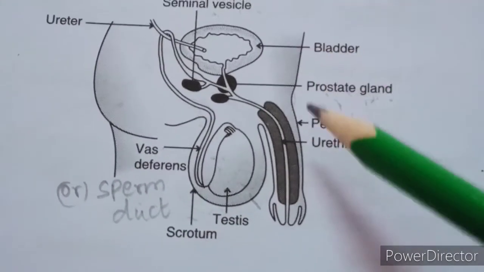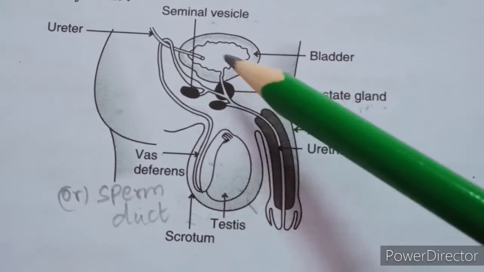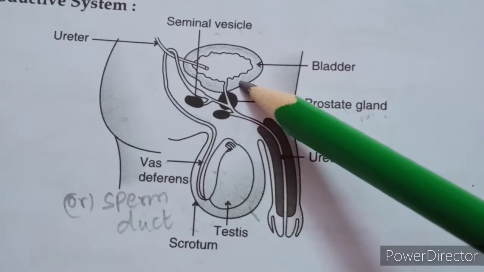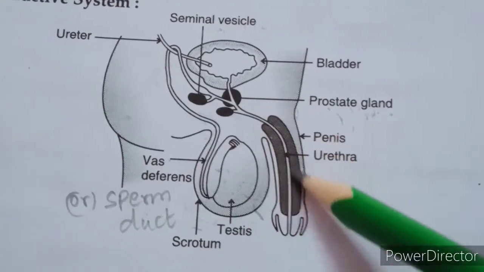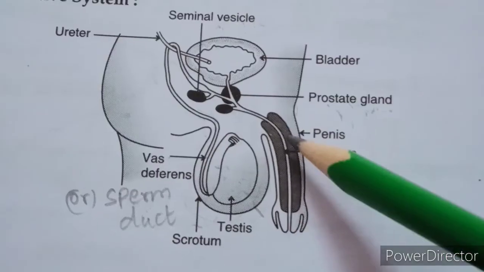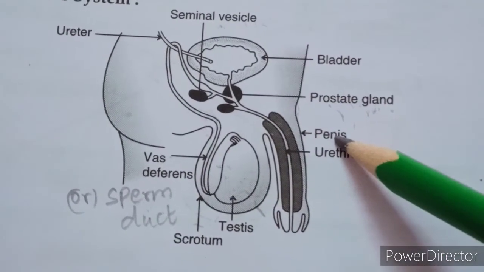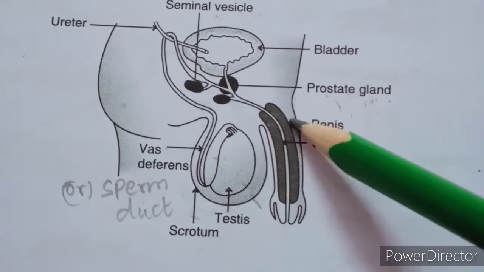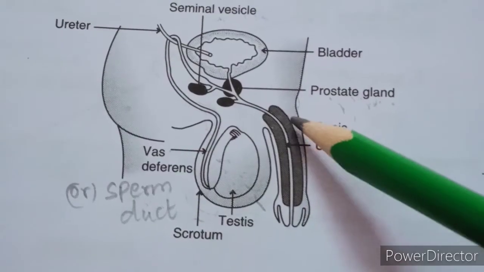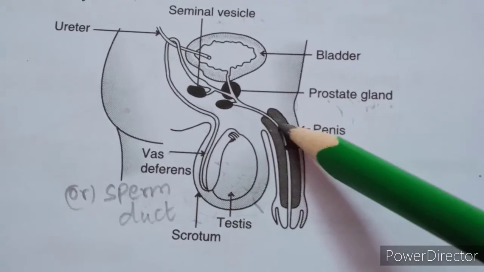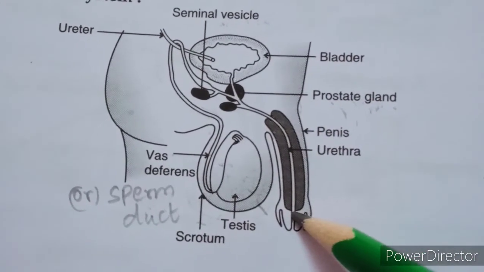Now coming to the urethra. On one side it is connected to the urinary bladder. At the time of urination, the urine is expelled outside. It is present inside the muscular tube called the penis, which acts as a copulatory organ. During copulation, the urethra releases the semen into the female vagina.